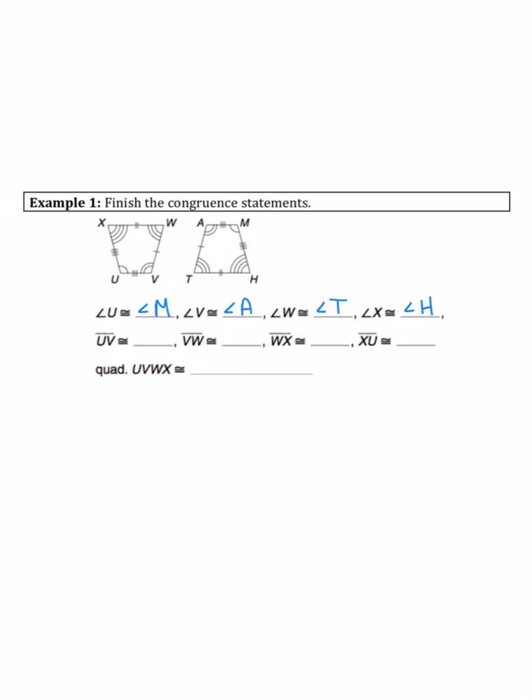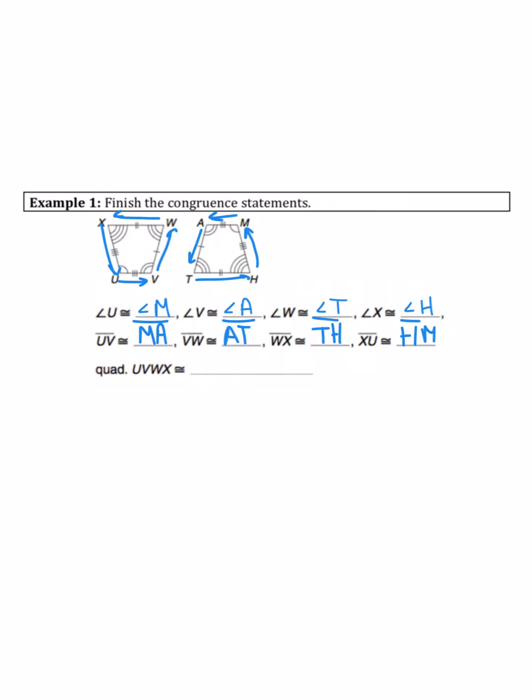Next, I can look at my segments. So UV, 1 to 2, would match with M to A. Be careful because we want to go in the correct order. Then VW goes from 2 to 3. So that matches with AT. And then WX goes from 3 to 4, which would match with TH. Finally, XU goes from 4 back to 1, which would match with HM.